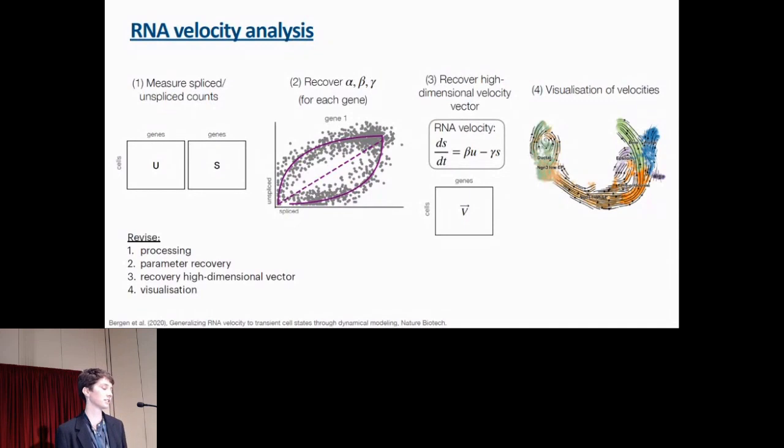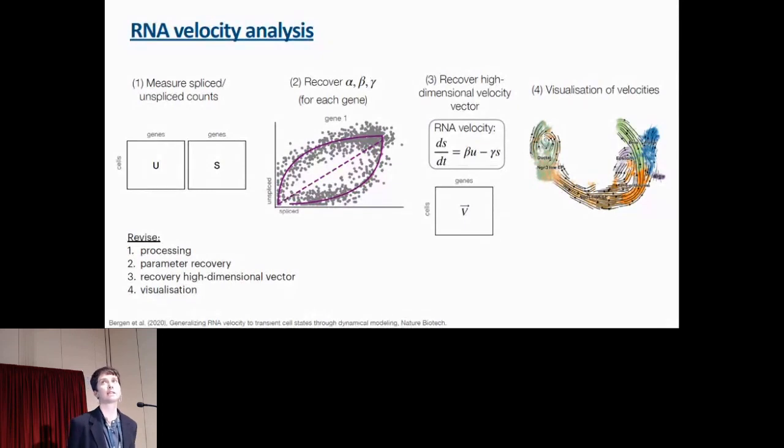And we found that this package still has a lot of conceptual and practical issues that make it not really usable and not very robust on different types of data sets, which we describe and revise in our new work. And these issues are on processing, parameter recovery, on the recovery of the high-dimensional velocity vector, as well as in visualization. So during the course of this work, we also compare our new results to the current state of the art that is still k-velo.